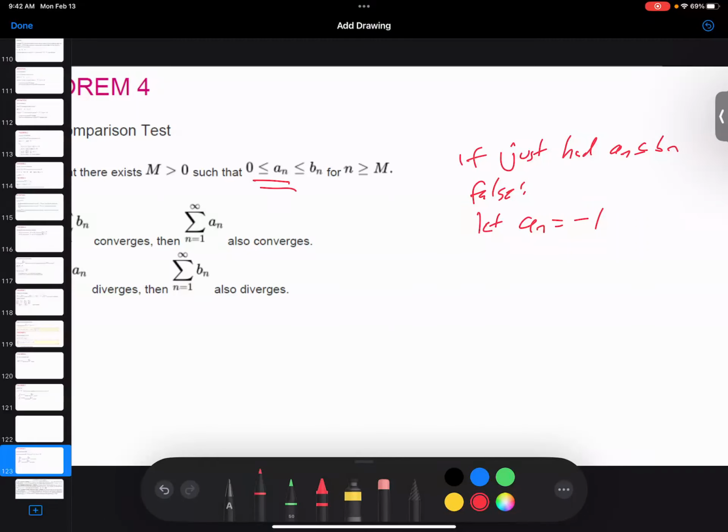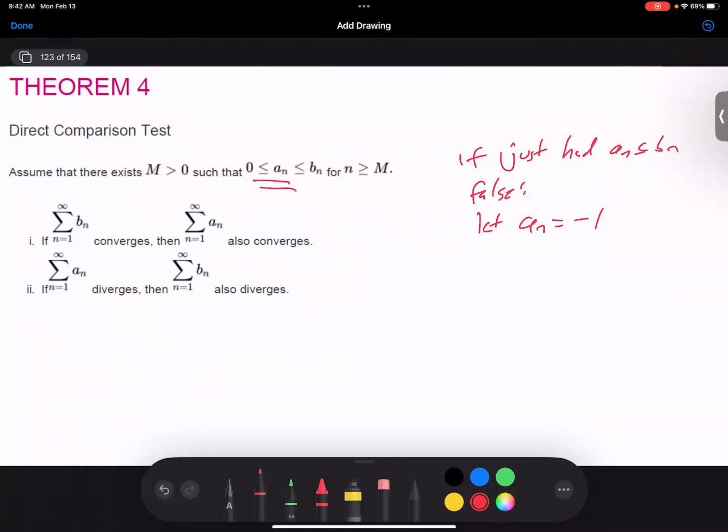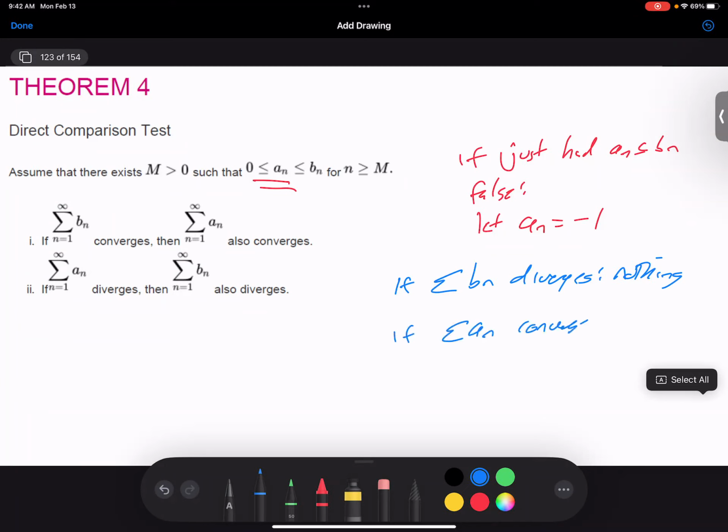What if I tell you that the sum of bn diverges? What do you know? If the sum of bn diverges, do we know anything? Nothing. All we know is the sum of an is less than or equal to infinity. What if we know the sum of an converges? Do we know anything? Nothing. We just know that the sum of bn is at least something finite. Well, great. It's not really that big of a deal to know something is at least a finite number. It's also not that big of a deal to know that something is at most positive infinity.